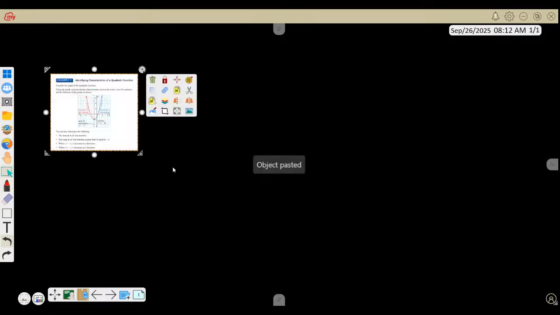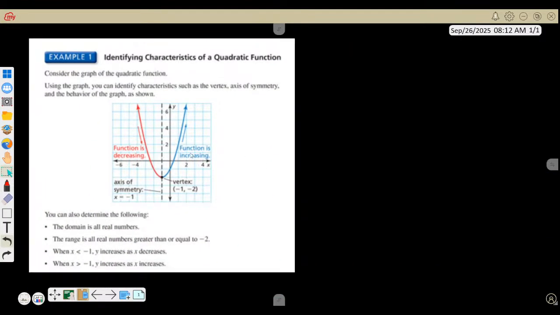Let me paste it here. Okay, see. Identify the characteristics of a quadratic function. You have a graph, and you can see this is the origin. Right or wrong? So this graph is not a parent graph, and this graph is shifted to the left side. You can see this line is called the axis of symmetry, which is x is equal to -1, because the axis of symmetry always passes through the vertex, and the vertex of this graph is (-1, 2).